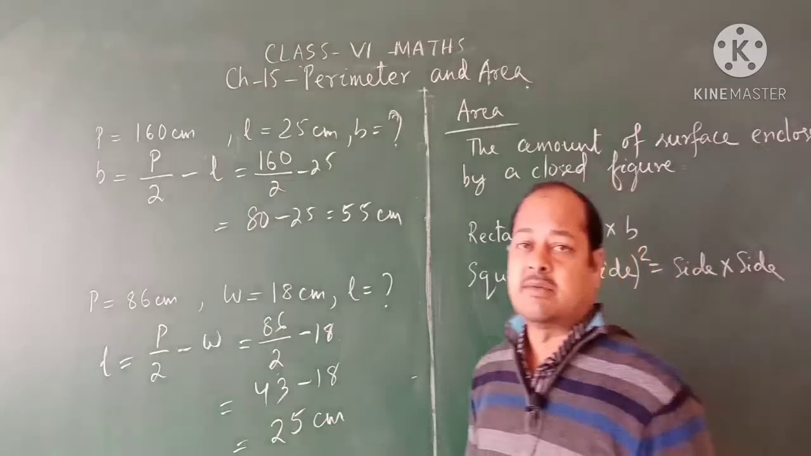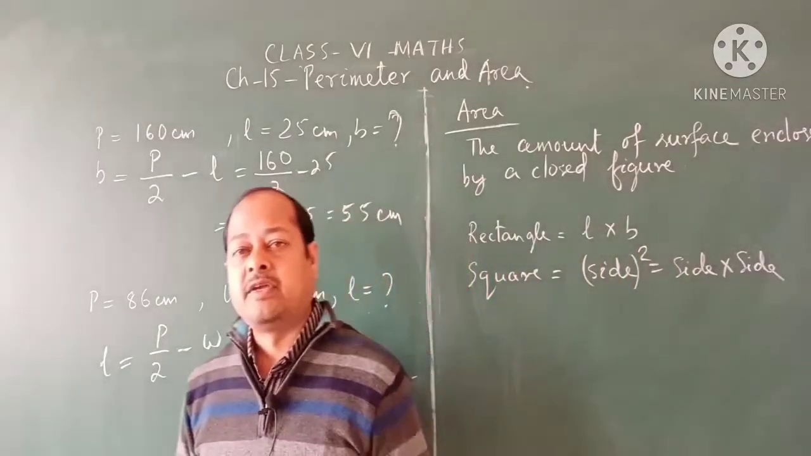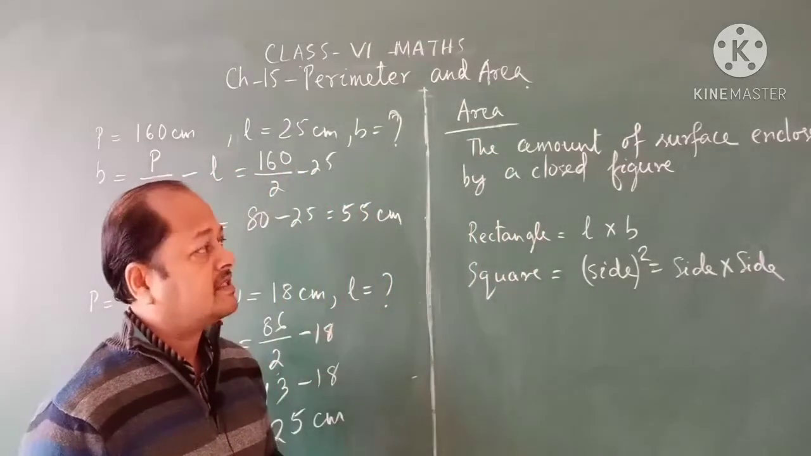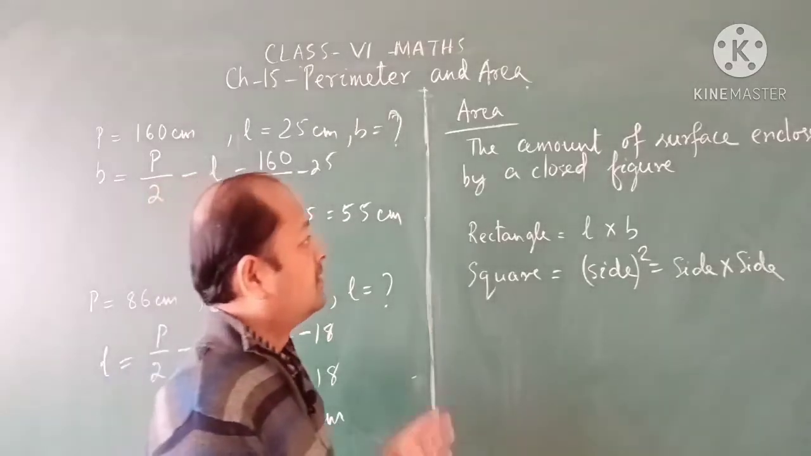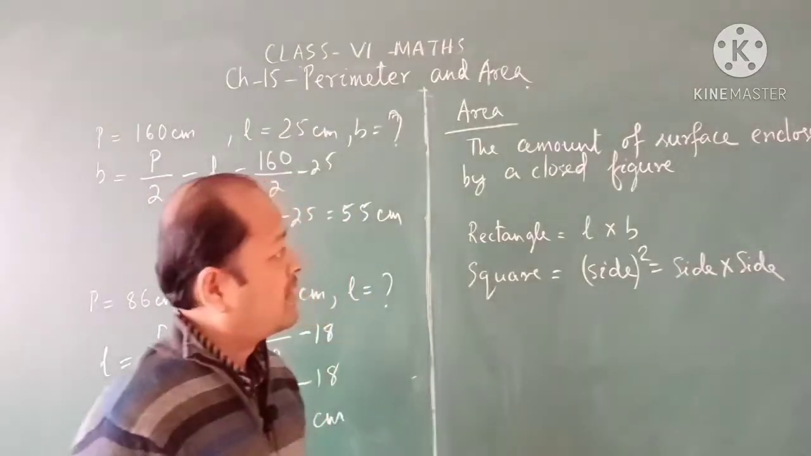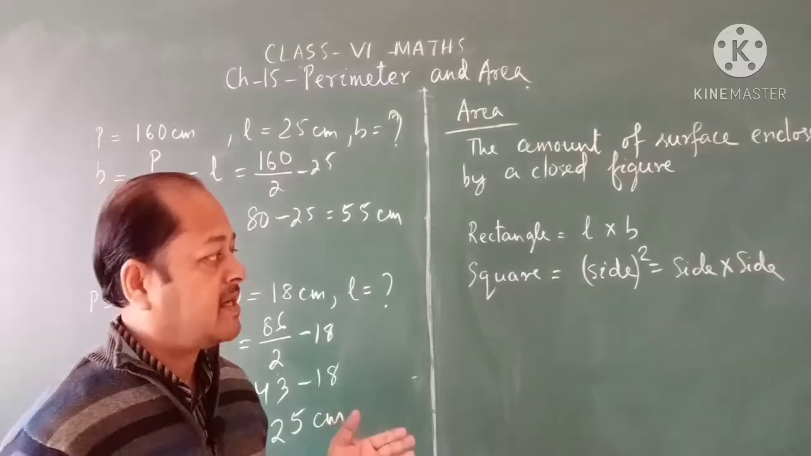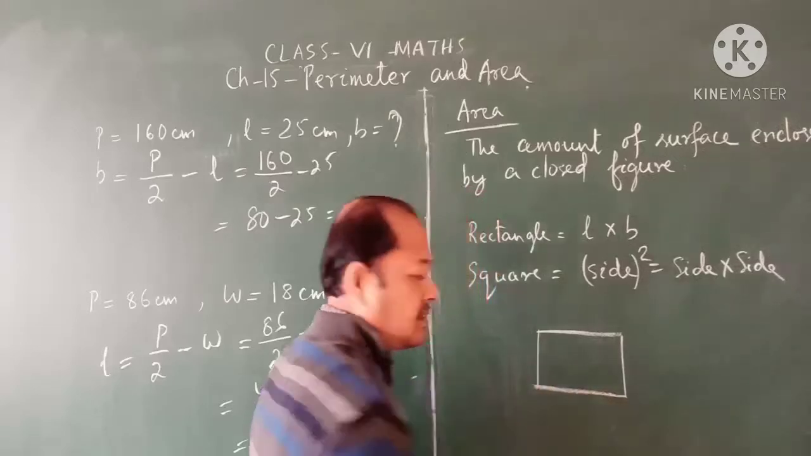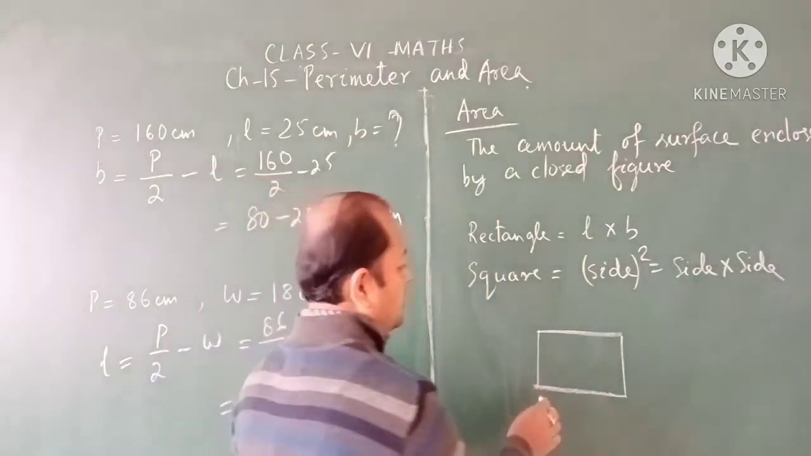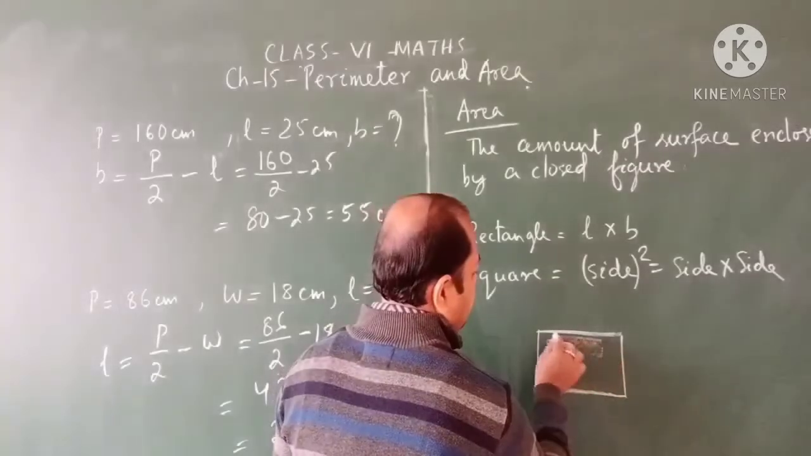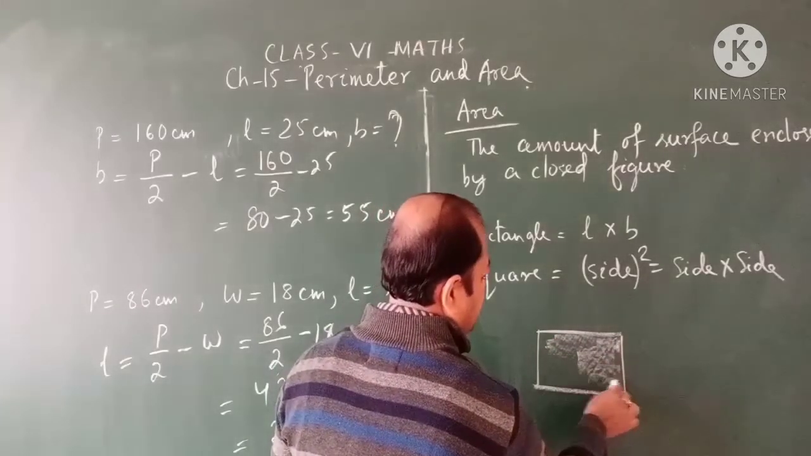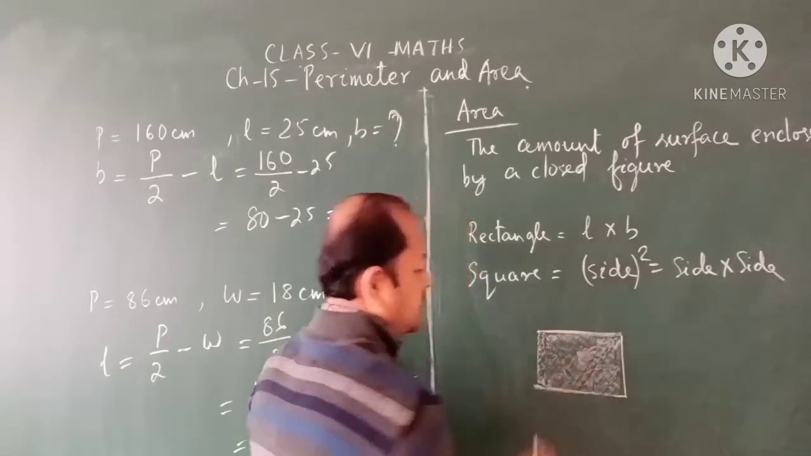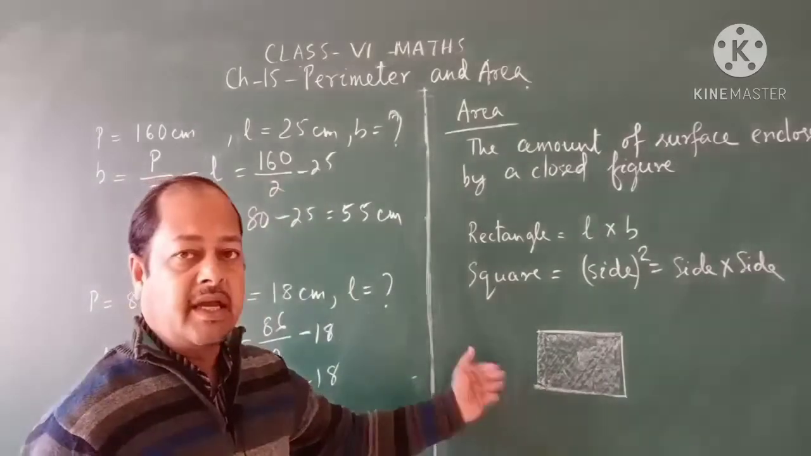Now after discussing the perimeter of a figure, next we are going to discuss what the area of a figure is. So what is the definition? The definition says that the amount of surface enclosed by a closed figure. For example, this is a closed figure. It is looking like a rectangle, so it is a closed figure. And what is the area? The amount of surface it encloses. So this shaded portion I am drawing here, this is the area. The amount of surface it encloses is called the area of this figure.